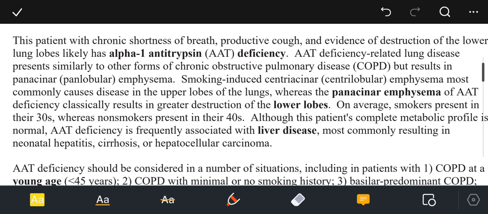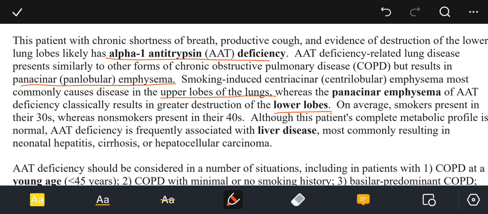The patient with a chronic shortness of breath, productive cough, and evidence of destruction of the lower lung lobes likely has alpha 1 antitrypsin deficiency. Alpha 1 antitrypsin deficiency related lung disease presents similarly to other forms of chronic obstructive pulmonary disease but results in pan-acinar panlobular emphysema. Smoking induced centri-acinar emphysema most commonly causes disease in upper lobes of the lungs, whereas the pan-acinar emphysema of alpha 1 antitrypsin deficiency classically results in greater destruction of the lower lobes.